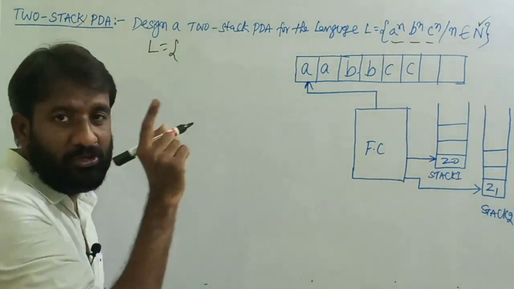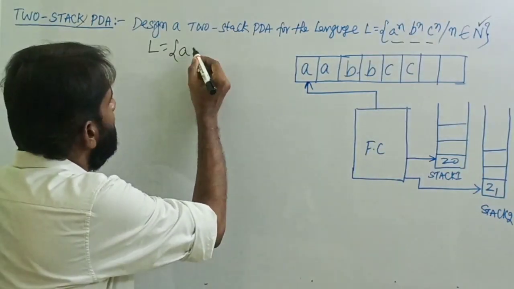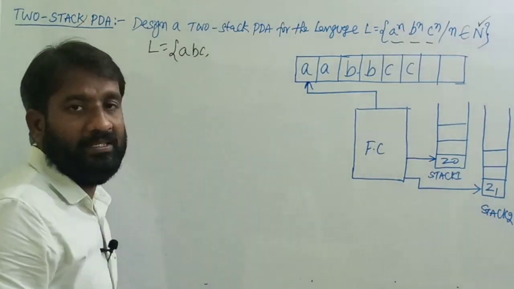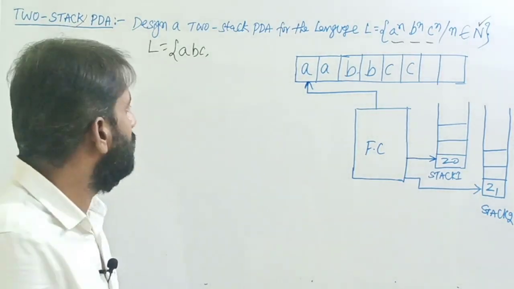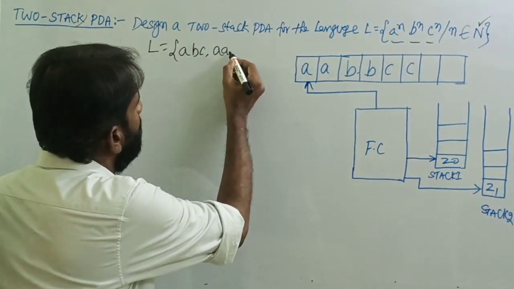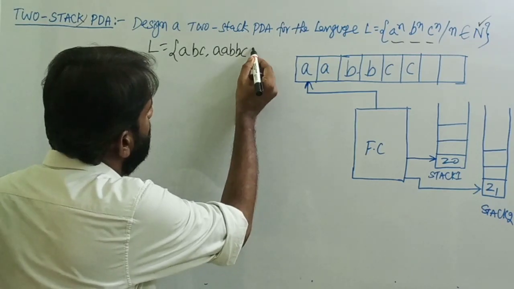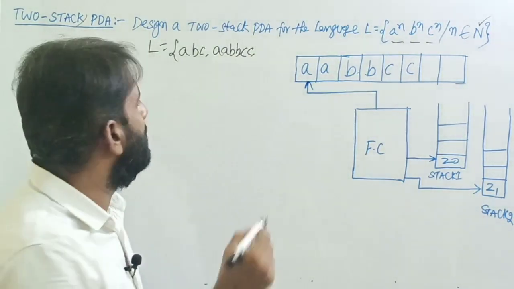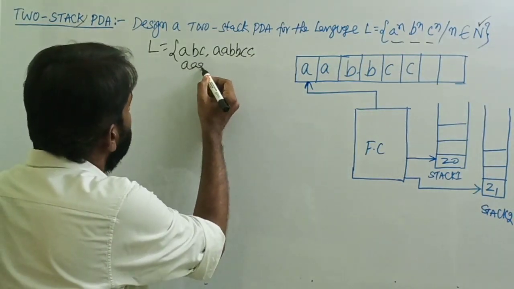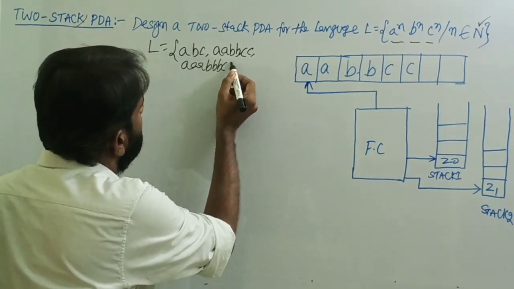If I take n equals 1, there is a single A, single B, single C. Then if I take n equals 2, there are 2 A's followed by 2 B's followed by 2 C's. If I take n equals 3, there are 3 A's followed by 3 B's followed by 3 C's and so on.